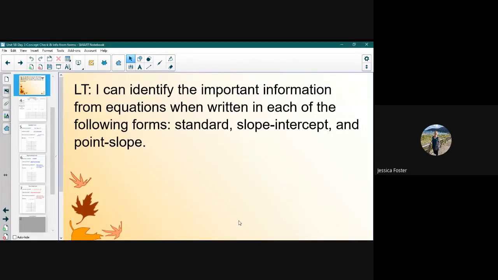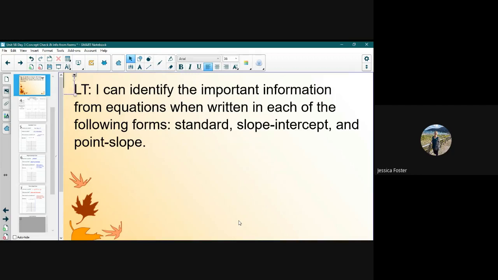Mrs. Foster here. Today we're going to do just a really quick video talking about the important information that we can tell from each equation. So far we've talked about three different types of equations that we can write to represent a line. We have standard form, slope-intercept form, and point-slope form.